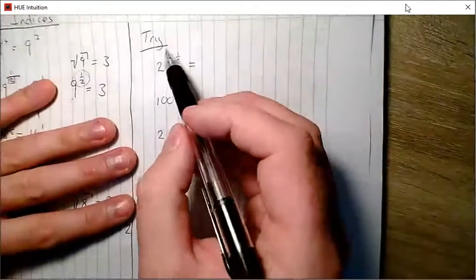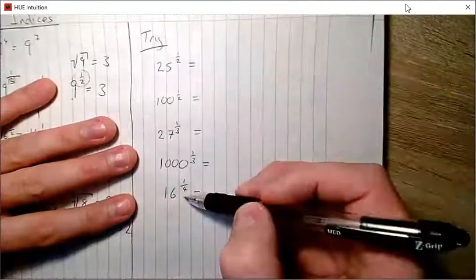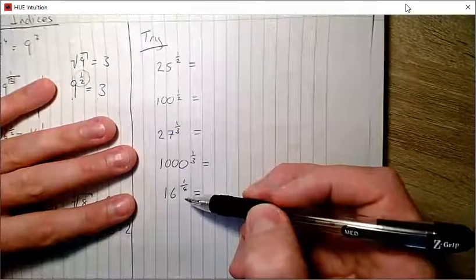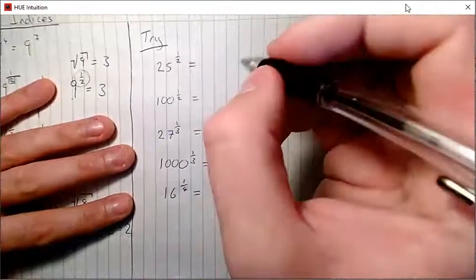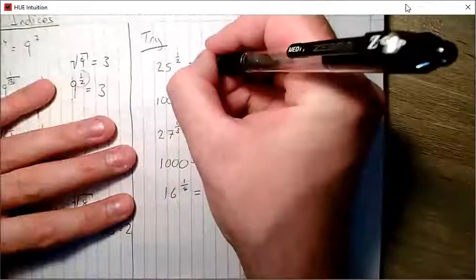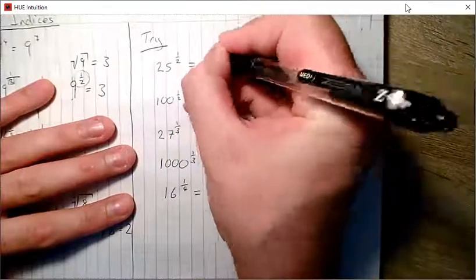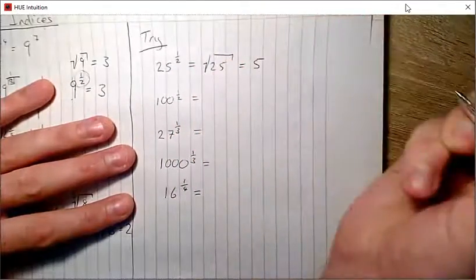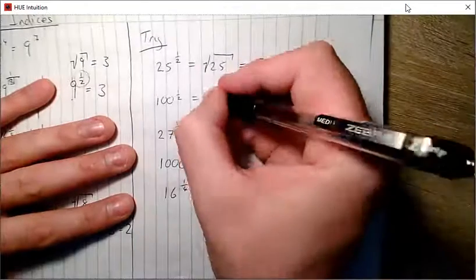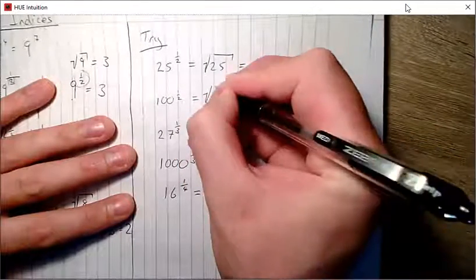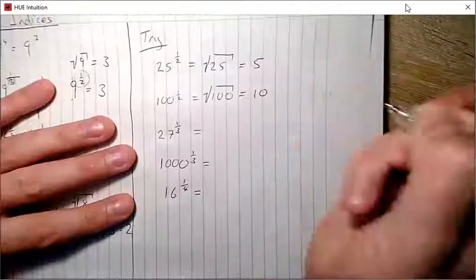Okay, so when you're done there, you might try these 5. Just pause the video, try these 5, and I'll do them now in a second. Okay, 25 to the power of a half. Hopefully you said, well, that's the square root of 25, and you know that 5 times 5 is 25. So the answer there is 5. 100 to the power of a half is the square root of 100. Well, you know that 10 times 10 gives 100, so the answer is 10.